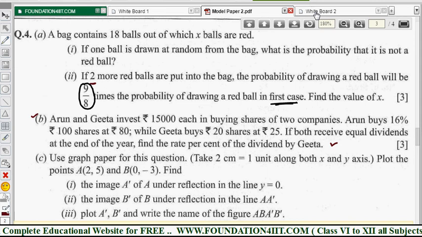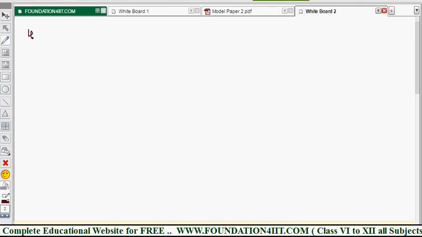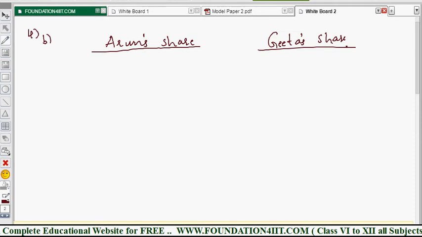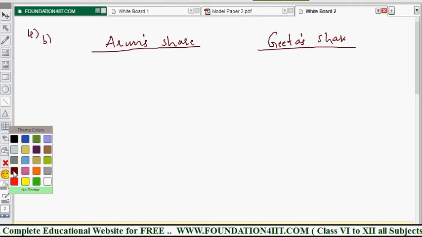Let's take the statements. In this, Arun's share and Geeta's share, if you do separately, you will understand clearly. So Arun's share and Geeta's share we will take separately, in both cases, and we'll take a line.